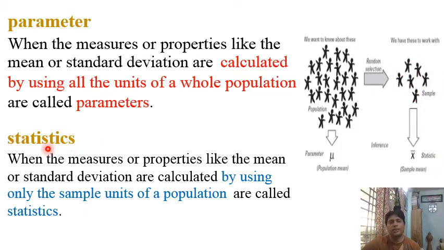So statistics are found from samples, parameters are found from the population. These are the basic differences. Statistics can vary, but parameters cannot vary because these units are fixed.